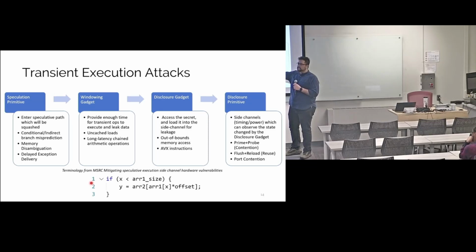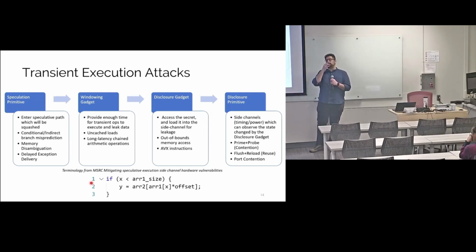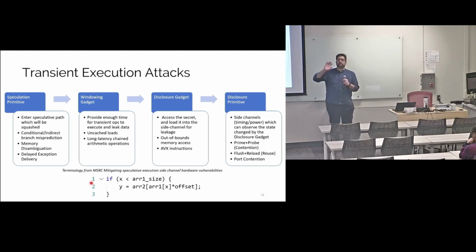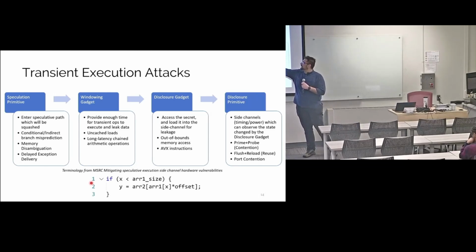There can be memory disambiguation. As Todd mentioned, there are stores and loads. So you can predict that this store is going to forward this data to the load, and now I'm in the speculative path. And then there is delayed exception delivery. Basically, you execute an instruction which causes an exception, but you raise the exception much later. So during that time, you're in the speculation. So the first thing you need is the speculation primitive. In our case, if x is less than array1 size, this line 1 is the speculation primitive.